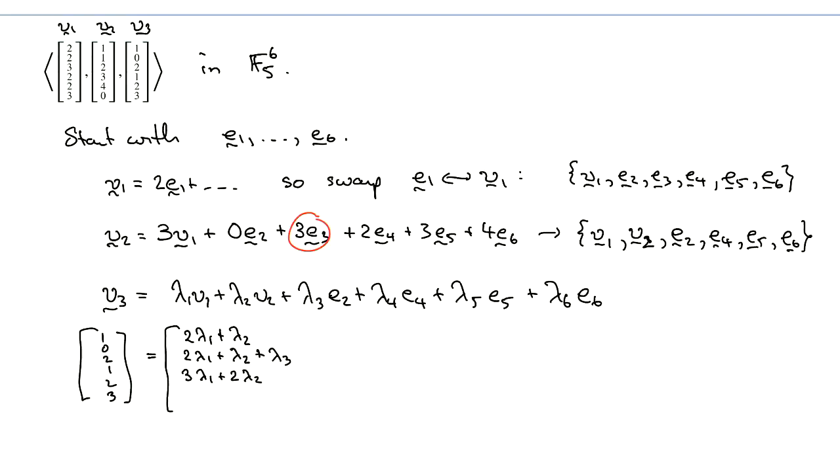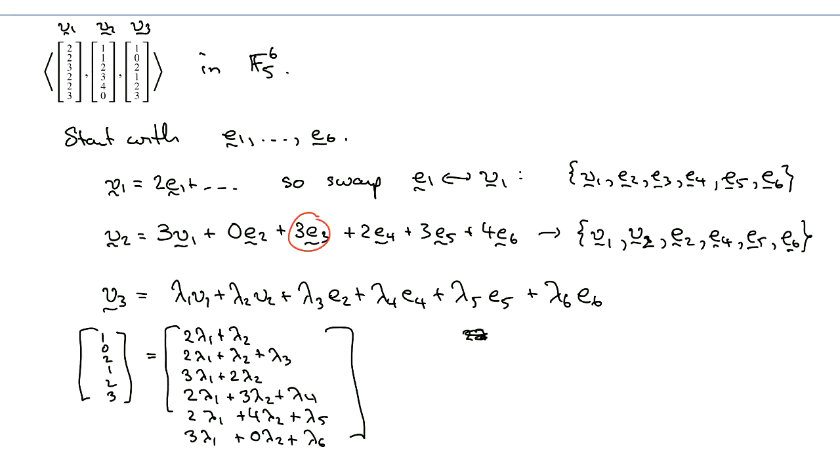So then 1, 2, 3, fourth row, I think now, 3, which is 2. 2 lambda 1 plus 3 lambda 2 plus lambda 4. Fifth is 2 lambda 1 plus 4 lambda 2 plus lambda 5. And the sixth is 3 lambda 1 plus 0 lambda 2 plus lambda 6. So I do get lots of equations. Let's just work out lambda 1 and lambda 2. So using just these two rows here.